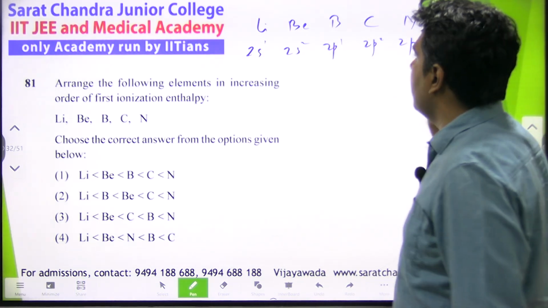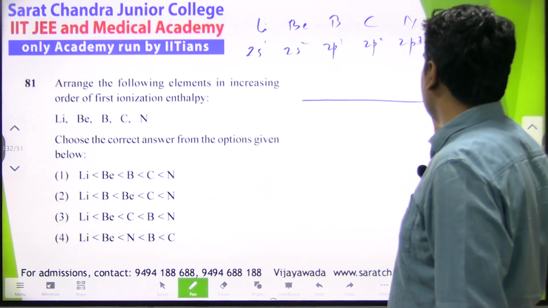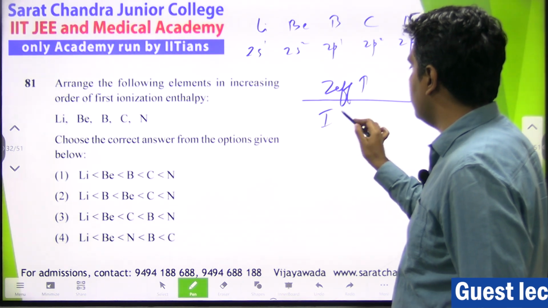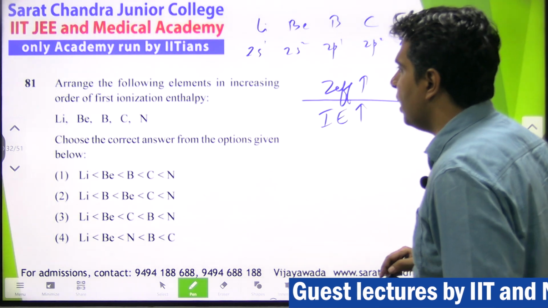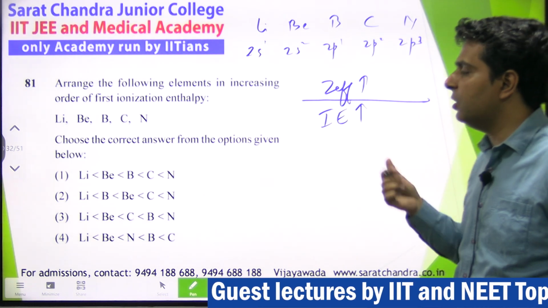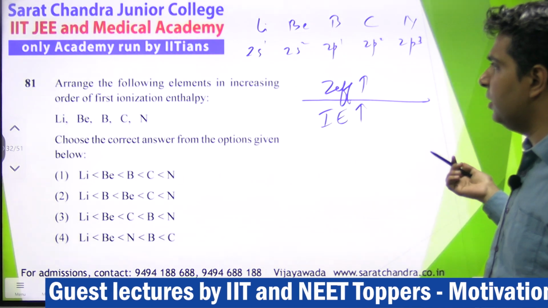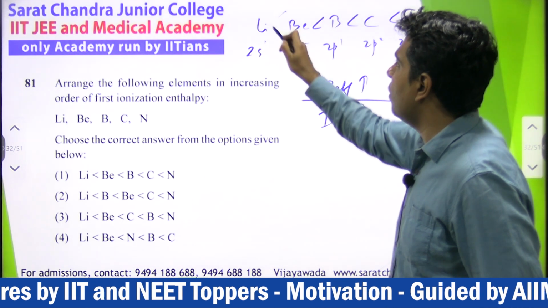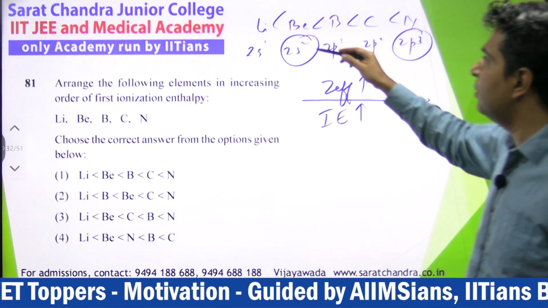So as we are moving along the period, the effective nuclear charge will increase and the ionization energy will increase. As the effective nuclear charge is increasing, the radius is also decreasing and the ionization energy is increasing along the period. But over here, you have to look for the exception of half filled and fully filled. So this is 2p3 half filled and this is fully filled.